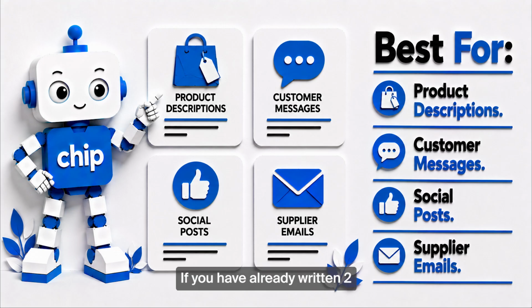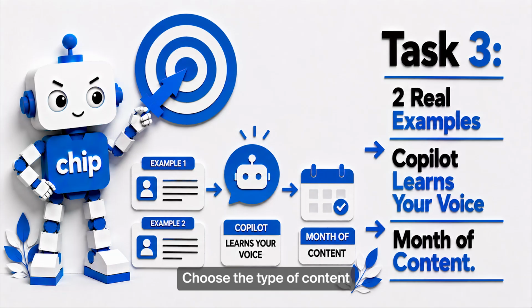Product descriptions, if you have already written 2 good ones, AI can write 50 more in the same style. WhatsApp messages to customers, show AI your 2 best messages and get 10 variations. Social media captions, show AI two posts that got responses and ask for a month of content. Supplier follow-up emails, show AI two messages that got a reply and get 10 more. Anytime you do the same type of writing again and again, few-shot saves you time. Choose the type of content you write most often for your business.